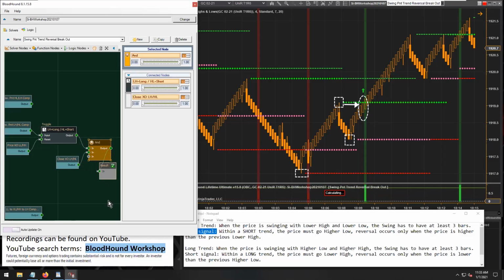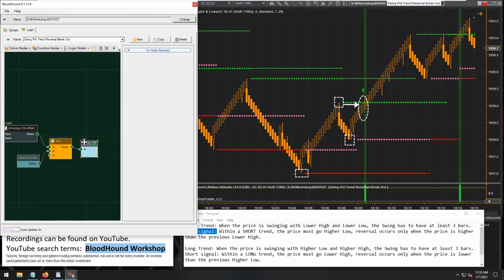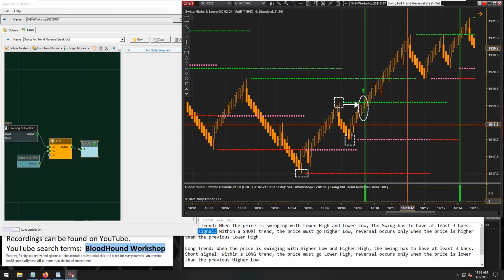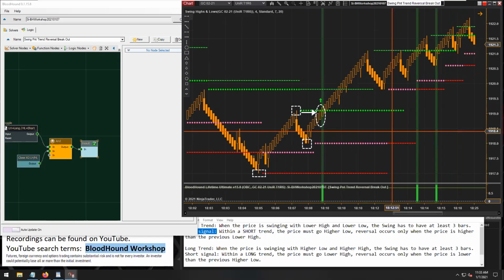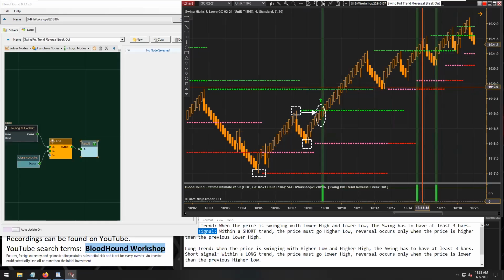And that should be our final signal. There. Okay, good. So as I kind of expected here, we do need to beef up our filtering because we do have some long signals, but these are not lower lows. These are not lower lows.